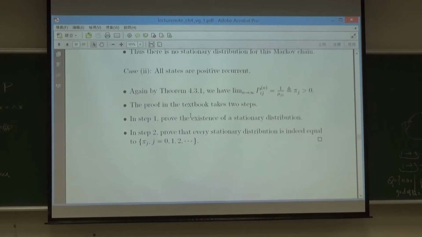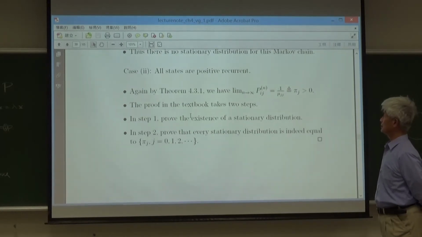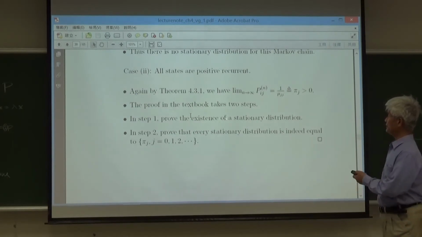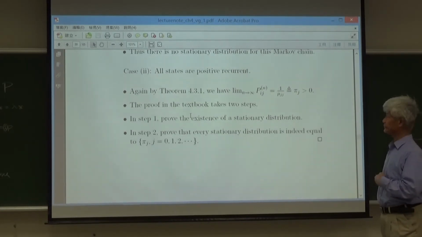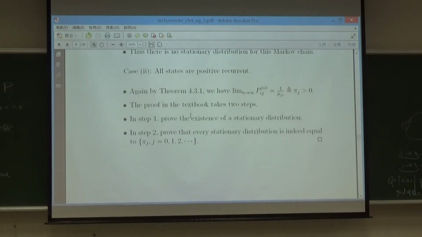Right, so all states are positive recurrent, and because we already assumed the Markov chain is aperiodic, we can apply the third item of theorem 4.3.1, so we have this one. I omit the proof because the proof in the textbook is good enough for me. The textbook proof has two steps. First, we prove the existence of a stationary distribution by applying this limiting process. Then we prove that every stationary distribution is equal. So I leave the proof for you to look at in the textbook.